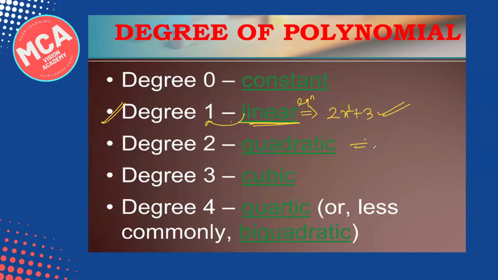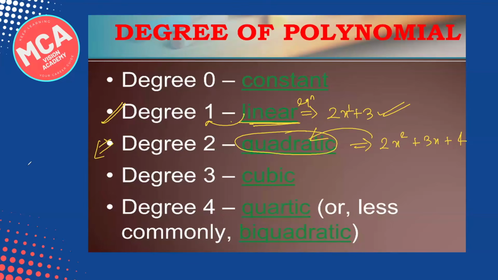Now here, if I take 2x square plus 3x plus 4, what is the highest power in this equation? Come on. Highest power in this equation is, yeah, perfect. So whenever the degree of the equation is 2, that type of equation we call as quadratic equation. Yeah, you must have seen. Like, one more example, I'll take it like this.